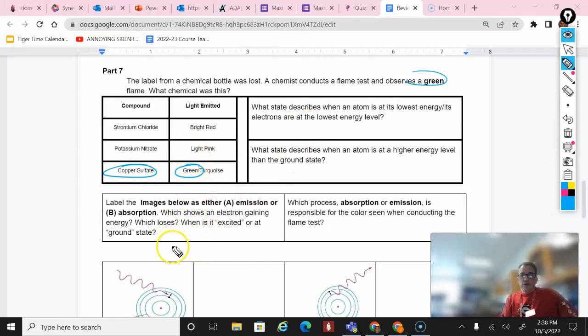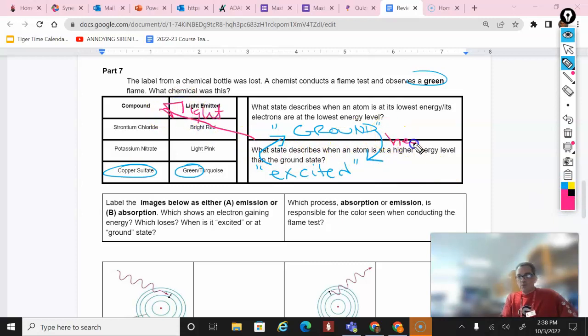The explanation for the different colors has to do with electrons jumping from one energy level to another. It says what state describes when an atom is at its lowest energy, its electrons are at the lowest energy. We call that the ground state. And then when it gets some energy, like when we stick it into a fire, it goes into an excited state. It doesn't want to be there. It requires a certain amount of energy to go from the ground state to the excited state. Eventually, it's going to return from the excited state to the ground state, and when that happens, that's when we're going to have some light emitted and given off.